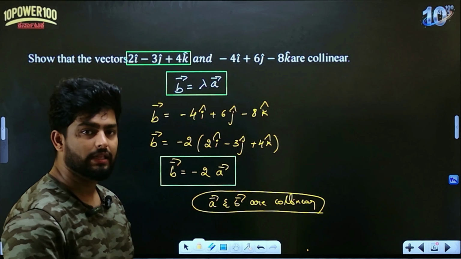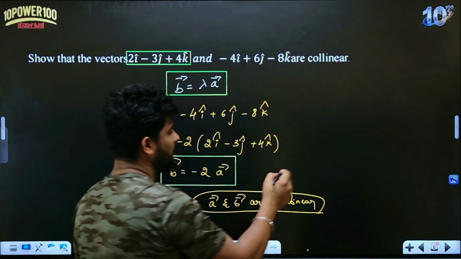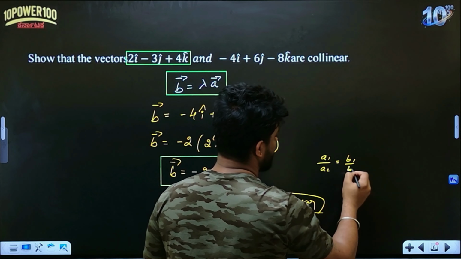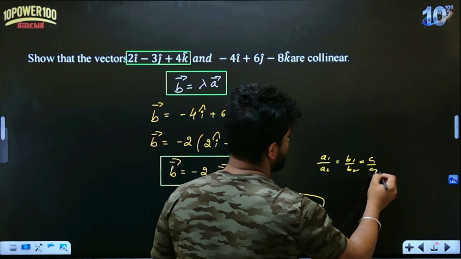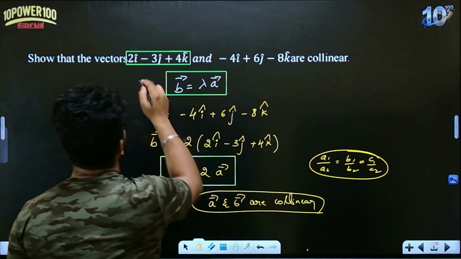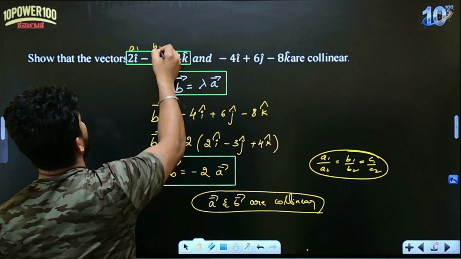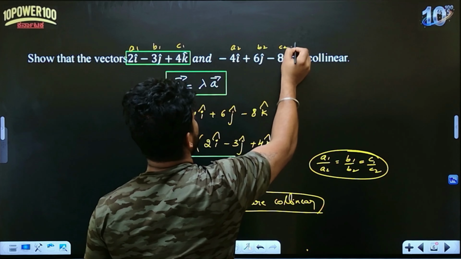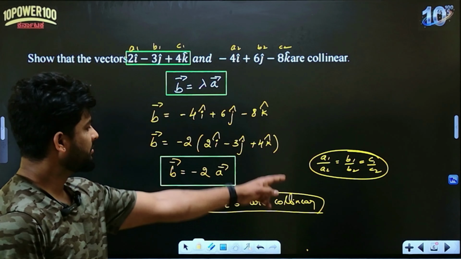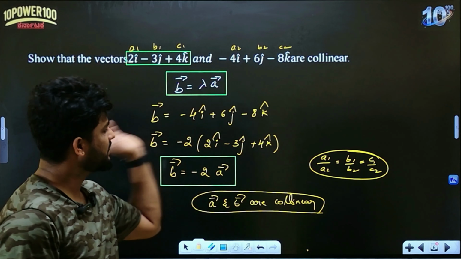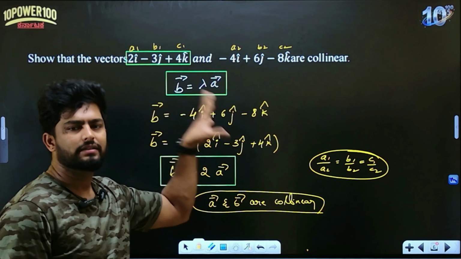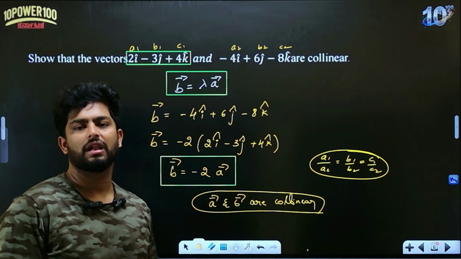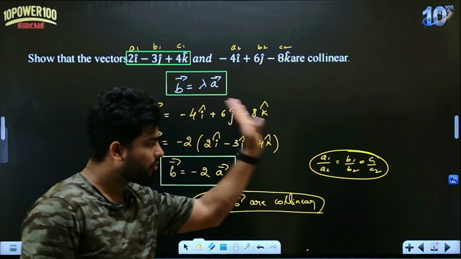So there is one more condition, that is in terms of ratio, children, both are the same. So a1 by a2 is equal to b1 by b2 is equal to c1 by c2. So this is a collinear condition. So this is a1 b1 c1, this is a2 b2 c2. We use this sometimes in the MCQ form. So very simple. Just prove like this. Take something common and try to get the other vector, and write in the form of vector b is equal to lambda times of vector a. If you do this much, it is more than enough.